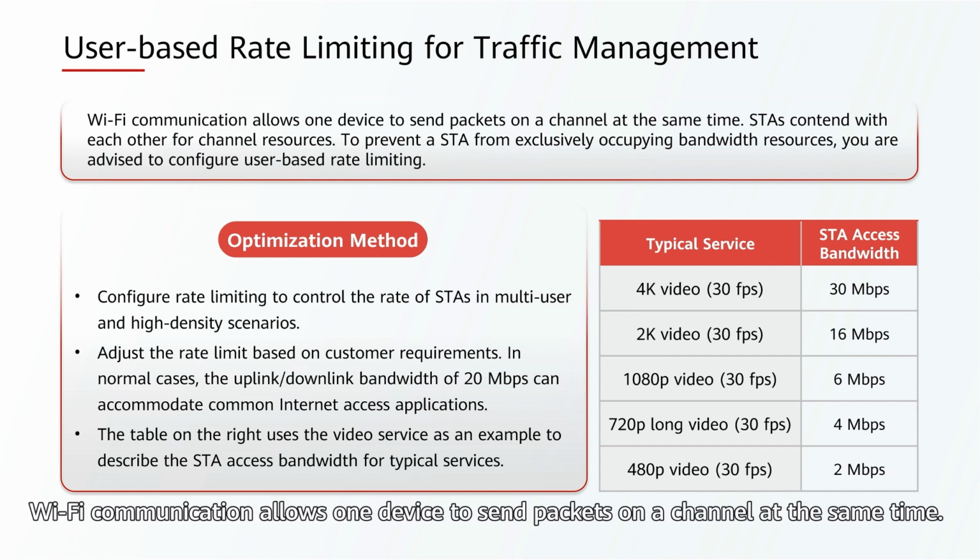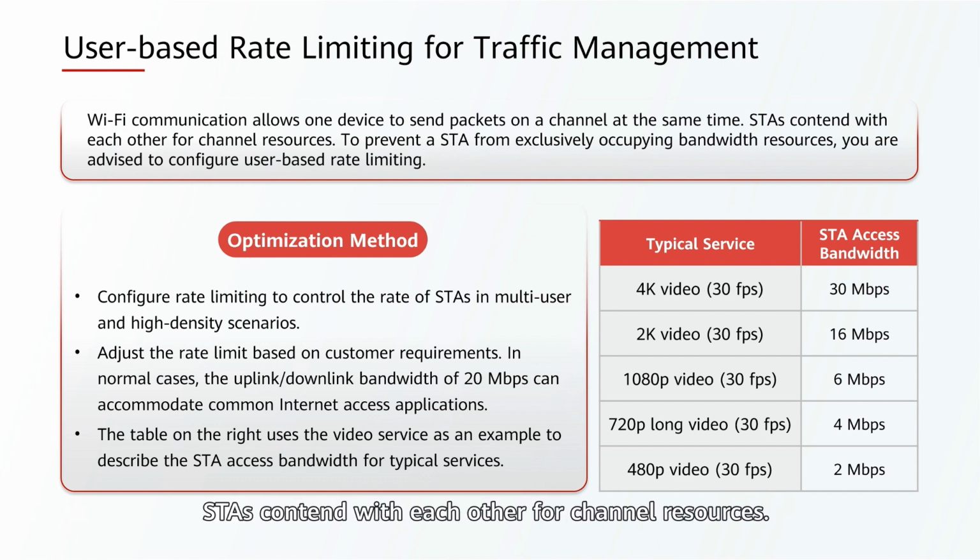Wi-Fi communication allows one device to send packets on a channel at the same time. Stations contend with each other for channel resources. To prevent a station from exclusively occupying bandwidth resources, you are advised to configure user-based rate limiting. Typically, it is recommended that rate limiting be configured to control the rate of stations in multi-user and high-density scenarios. Adjust the rate limit based on customer requirements.